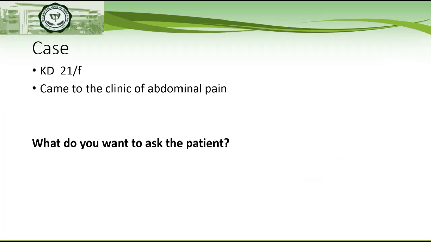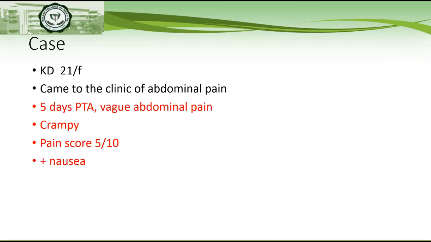So I want to give you a takeoff case. You have KD, a 21-year-old female who came into the clinic with a history of abdominal pain. So what do you want to ask the patient? You're going to ask for how long is the abdominal pain, what's the type of pain, the pain score, is it radiating, what are the precipitating or aggravating factors, other associated signs and symptoms. If she has fever, if she has nausea, if she has anorexia. So the patient had 5 days of abdominal pain, which was crampy with a pain score of 5/10 and associated with nausea.